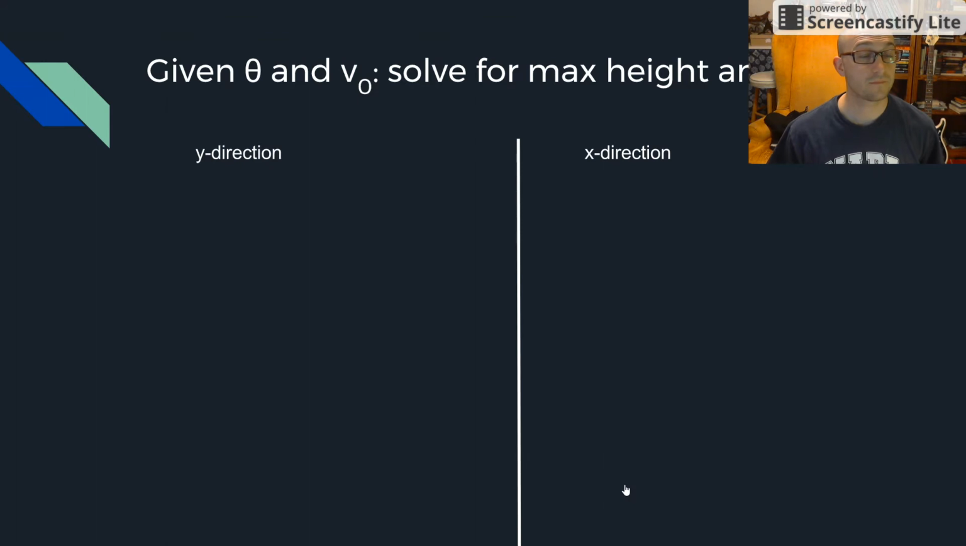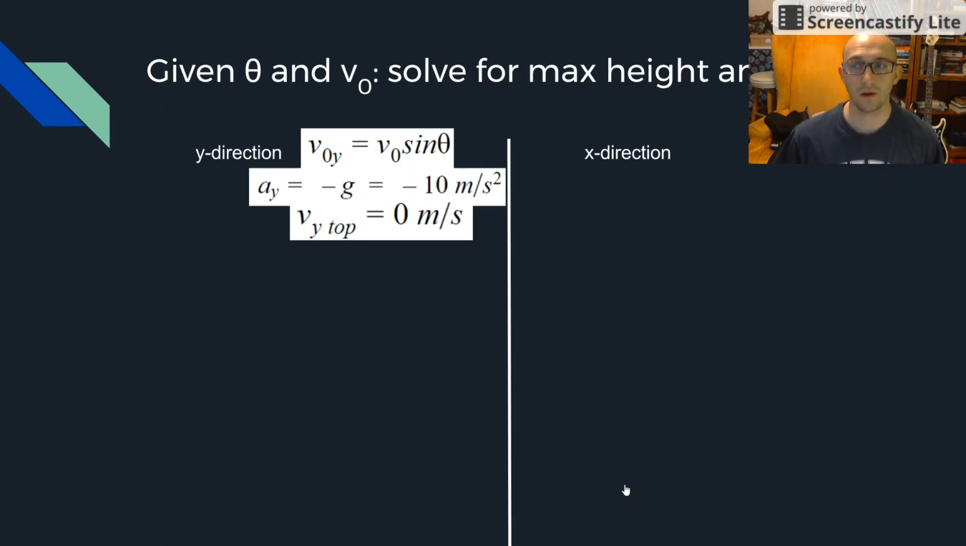All right, so the very first thing that I need to do is figure out, what do I already know about the y direction? Well, via my triangle, I know that the initial velocity in the y direction is going to be equal to v naught sine theta. I know that my acceleration in the y direction is going to be negative g. And I know that my velocity at the very, very top of my trajectory is going to be 0. That will always be true.